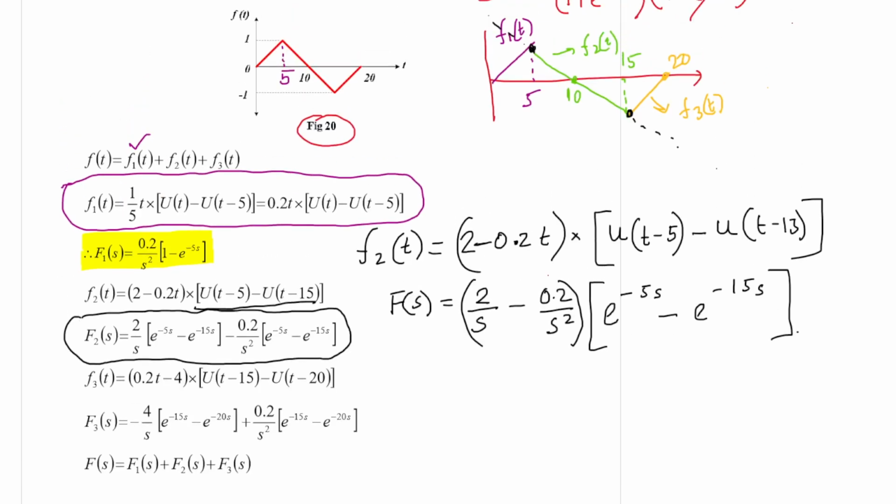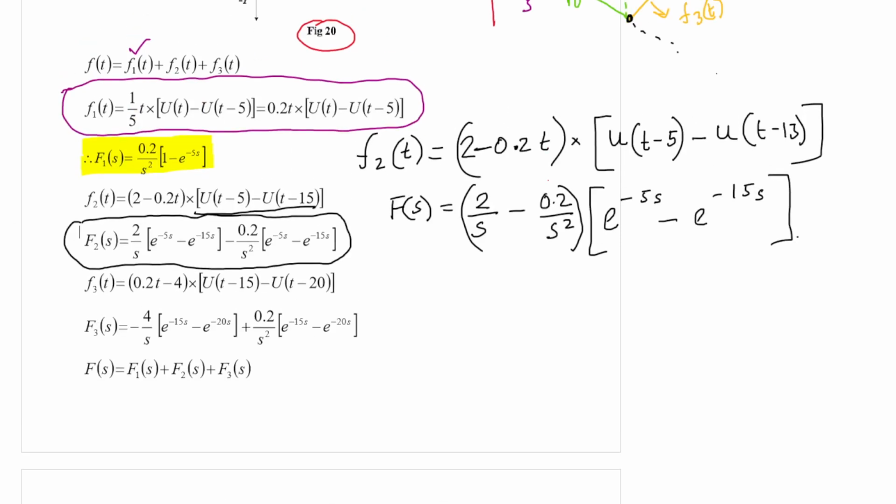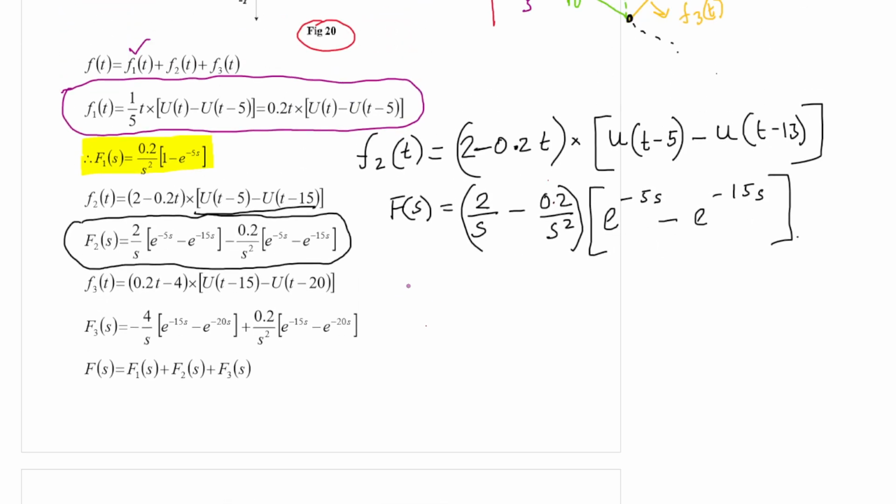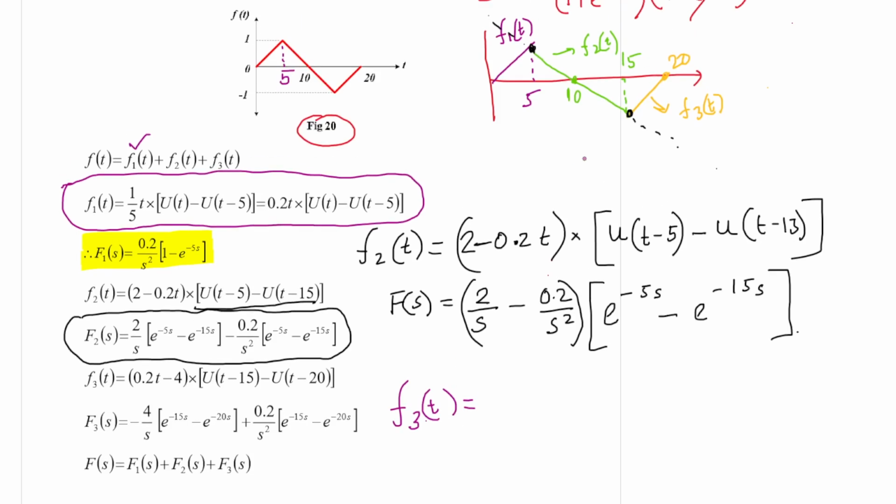Third part again, it is f3t. So the equation of this line becomes 0.2t minus 4, and you need to add an appropriate gate function to restrict. So it should be u(t minus 15) minus u(t minus 20).